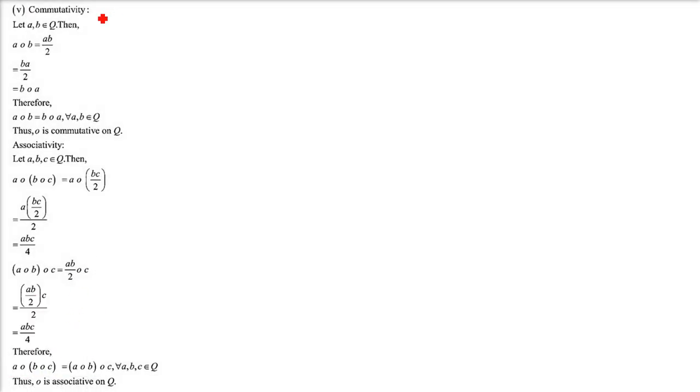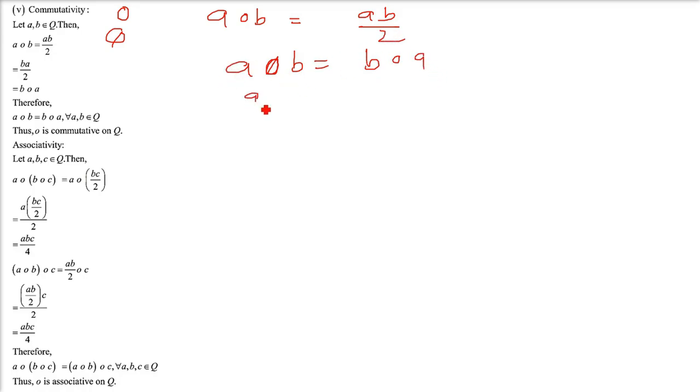The fifth one. The symbol is O here. So O on Q defined by AOB. Let me call it star only. Okay. So A star B is equal to AB by 2. So A star B equals B star A. If it is equal, then it is commutative. So A star B is AB by 2. B star A is what? BA by 2. That is AB by 2. A into B is B into A. So you can just equate them. This is commutative on Q.